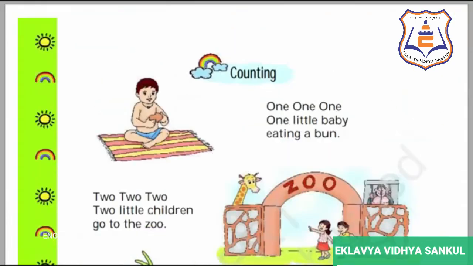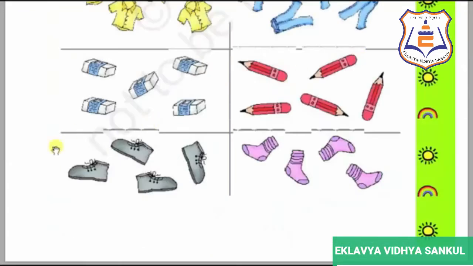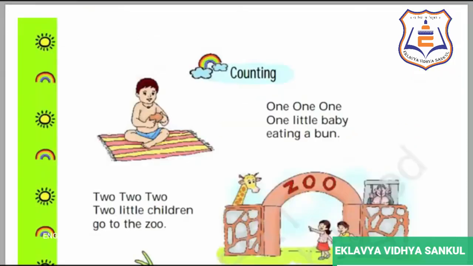Next we will count the number of shoes. So 1, 2, 3, 4, 4 shoes. And we will count the number of socks. 1, 2, 3, 4 socks. So there are 4 shoes and 4 socks.